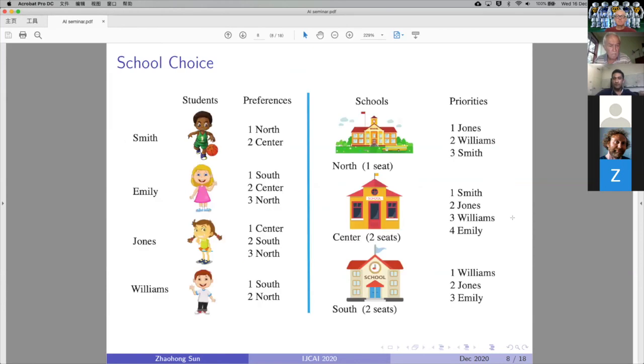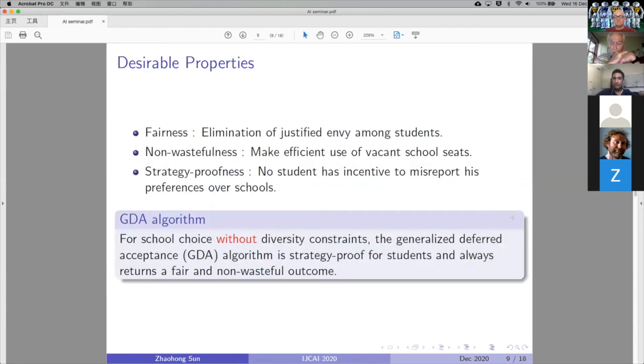This is a classical two-sided matching problem involving a set of students and a set of schools. Each student has a preference ordering over schools, and each school has a priority ordering over students, as shown in the figure. The goal is to design an algorithm that matches students to schools while taking their preferences and priorities into account. In the literature of school choice, three desirable properties are often considered.